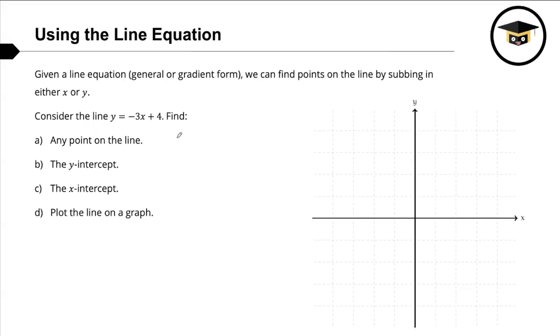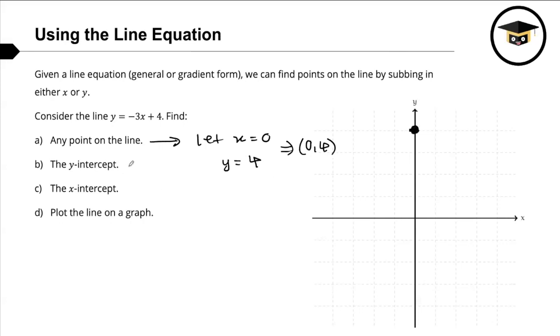So for this one, I'm just going to sub in let x equal 0. So if I sub in x equals 0, then my y value is going to be negative 3 times 0, which is 0, plus 4, so 4. So that means I get the coordinate of (0, 4). So (0, 4) is going to be a coordinate on my line.